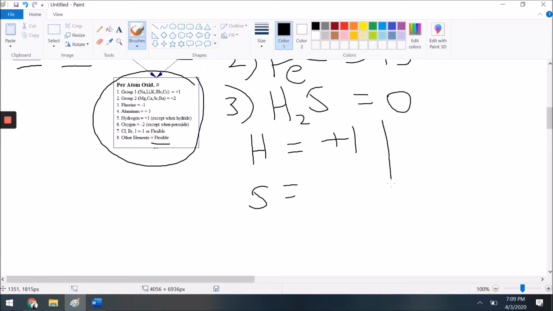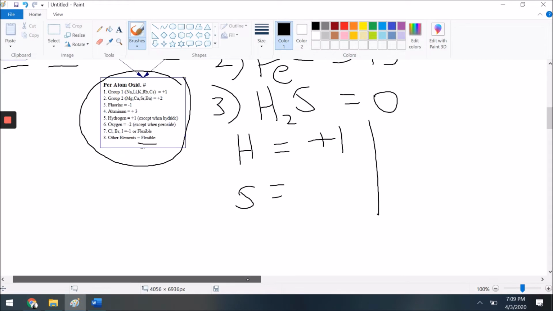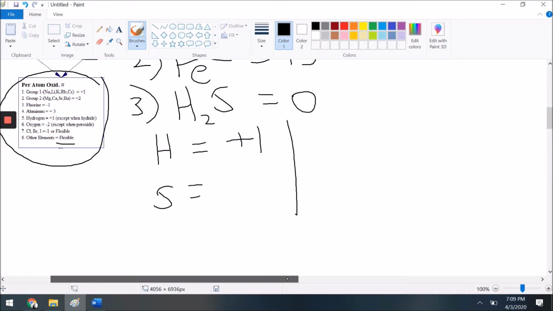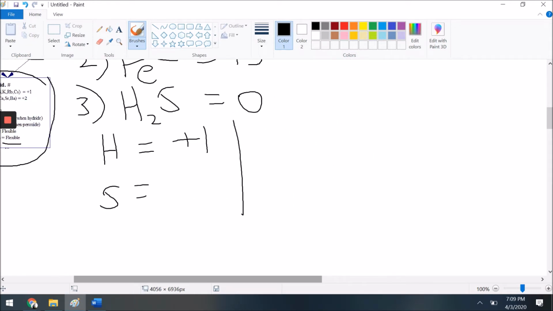What you need to do is to set up an algebraic expression to solve for the oxidation number. So let's start with hydrogen first in this compound. There are 2 hydrogens, and each hydrogen's oxidation number is going to be +1. So I'm going to put a +1 right there.